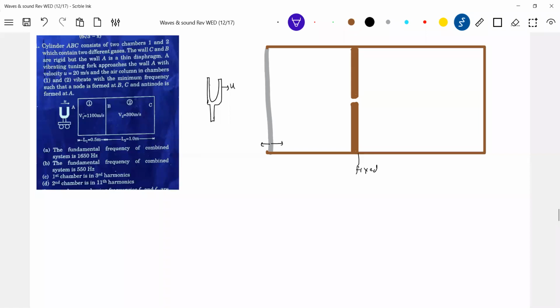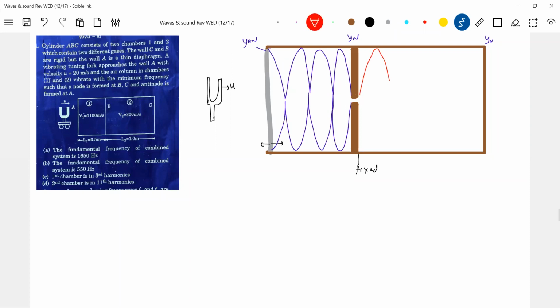This can vibrate, so this should be a displacement antinode. This should be a node. This should be a node. Do you agree with this? So don't bother about all that. That's what I'm telling you, you need to bother about this one. And let there be some.